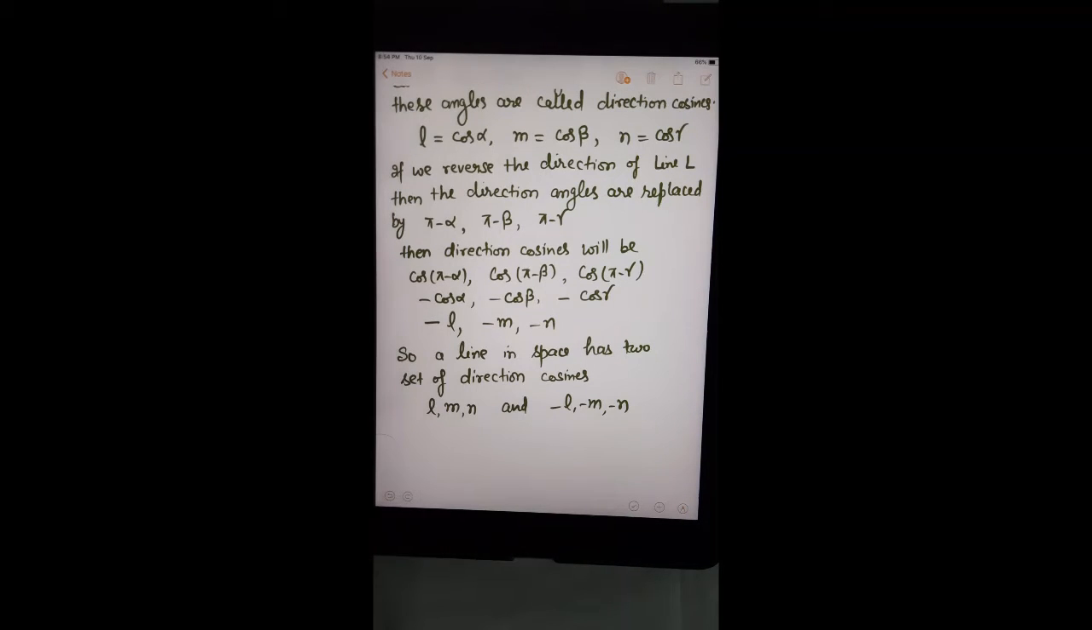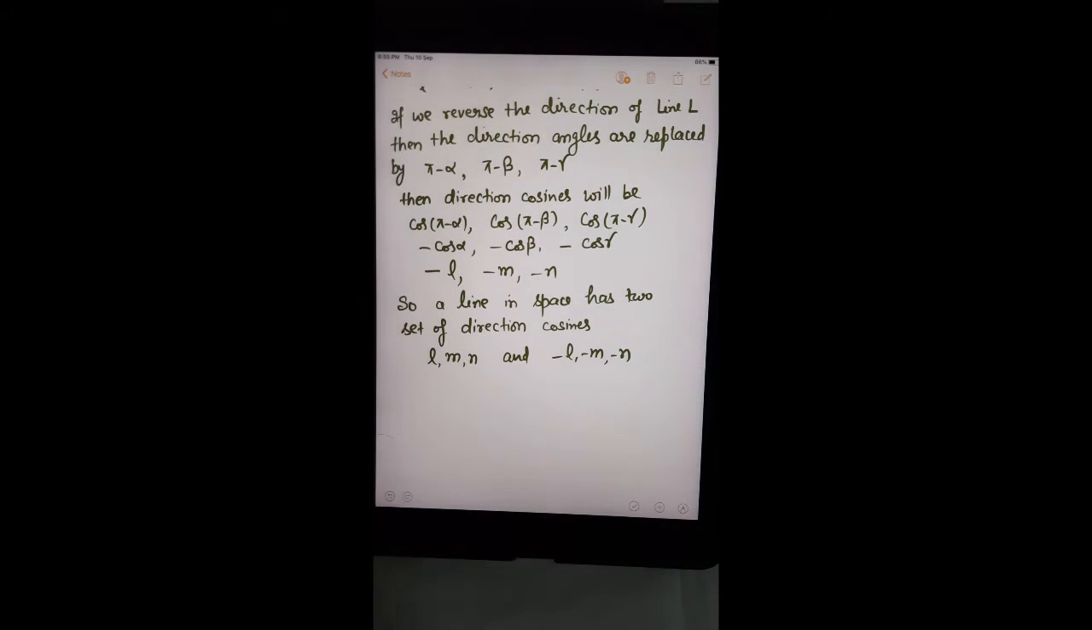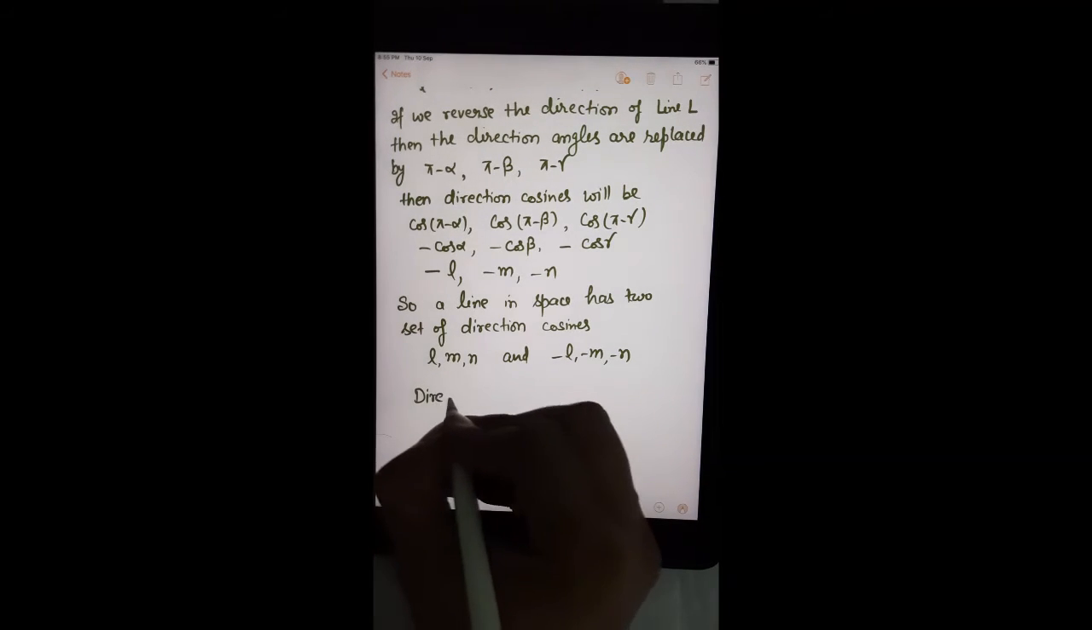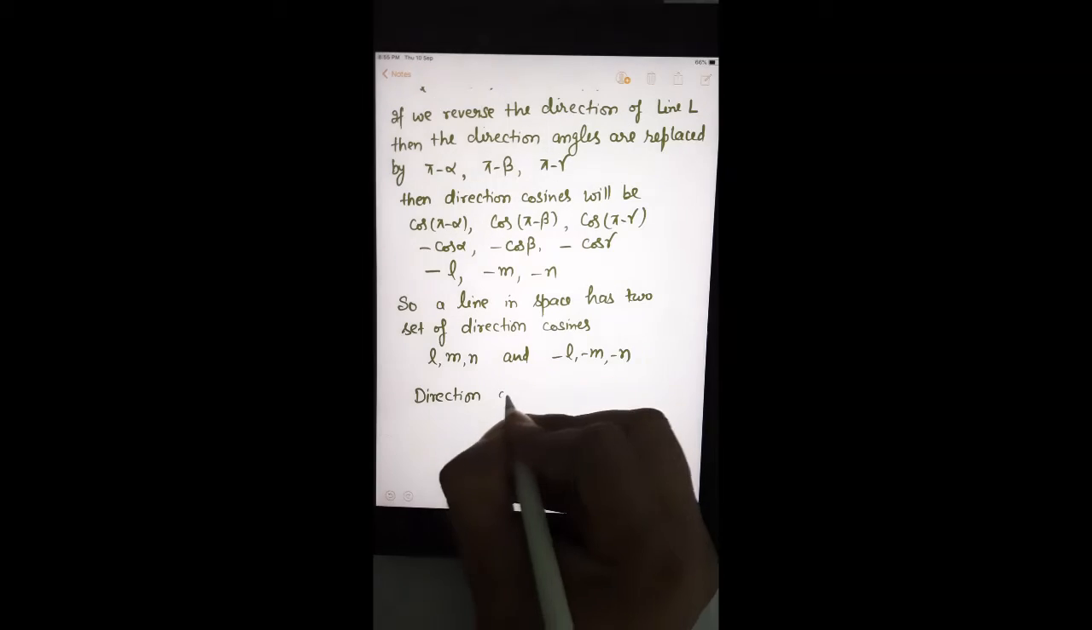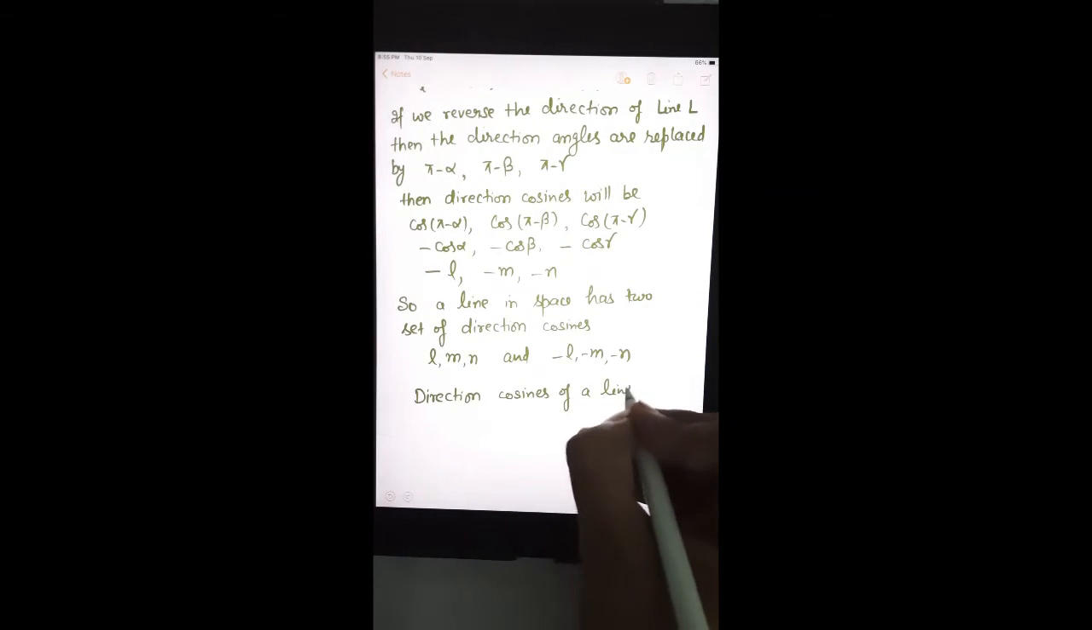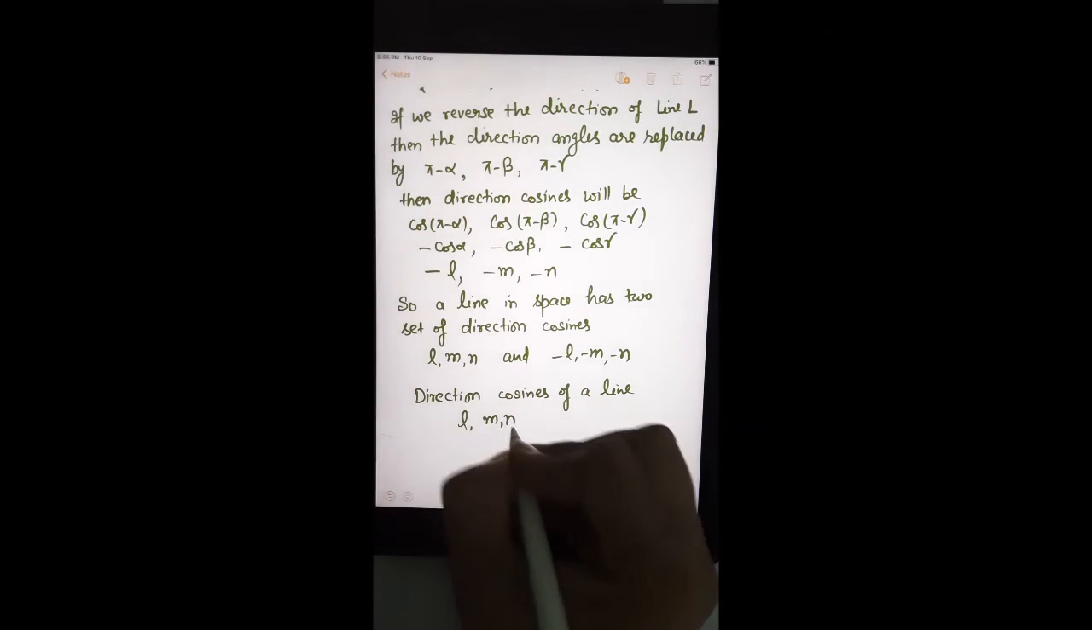So in order to have a unique set of direction cosines of a given line in space, we must take the given line as a directed line. So these unique direction cosines are denoted by l, m, and n. So conventionally we will take the direction cosines l, m, and n, only these. So the direction cosines of a line are l, m, and n.